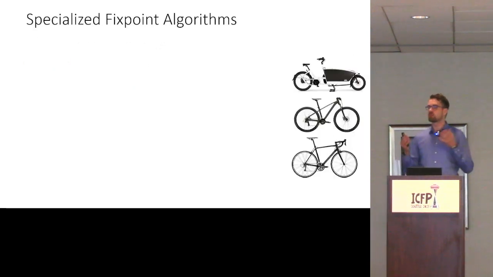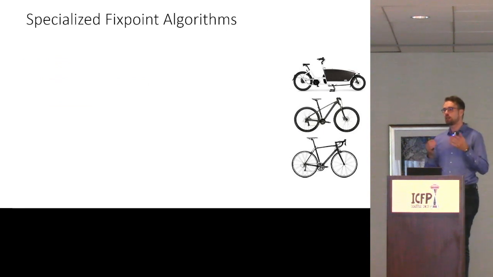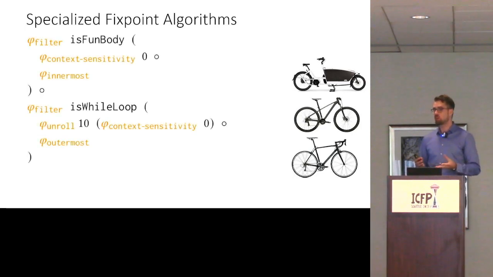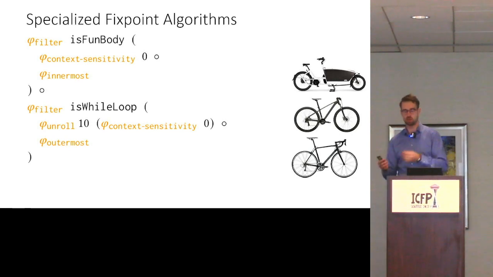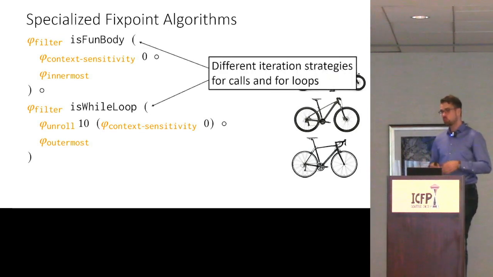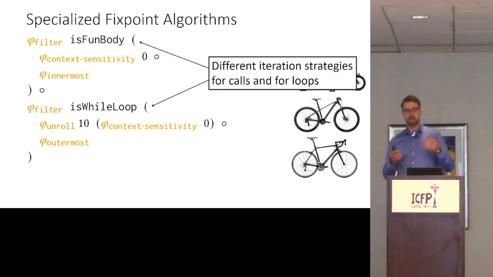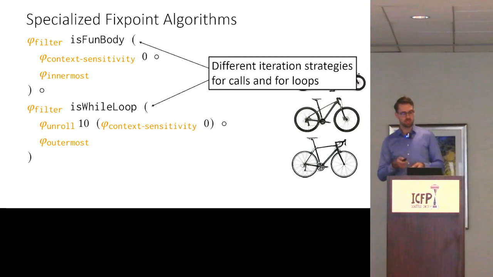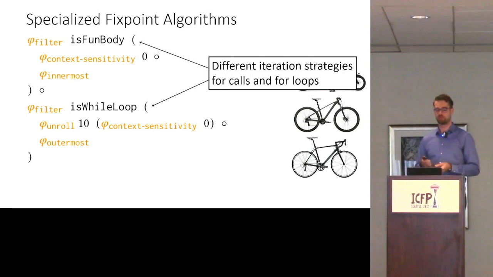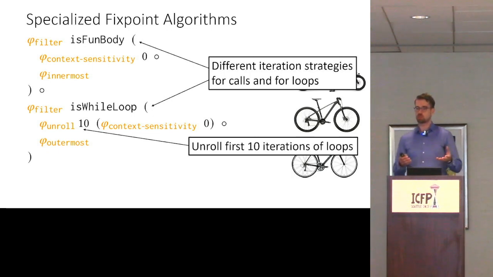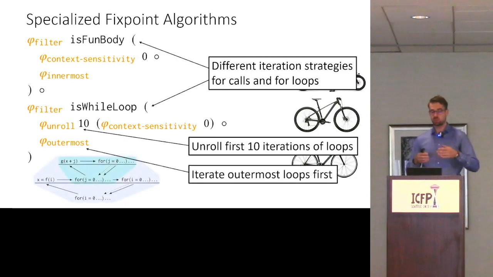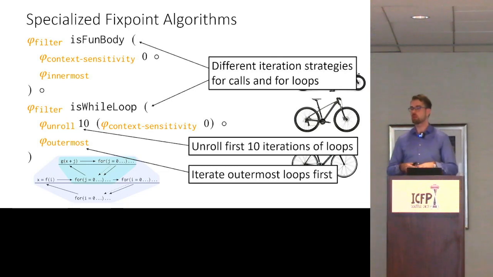So now let's circle back to the motivation and let's see how these fixed-point combinators allow us to create specialized fixed-point algorithms. And here we take a look at a little bit larger example of an analysis which applies to a language with functions and loops. And here we can create a combinator expression which applies different iteration strategies for loops and functions and interleave them seamlessly. So let's take a look at the lower expression which applies to the body of a loop. So here this unrolling combinator increases the precision of the algorithm by unrolling the first 10 iterations of the loop and analyzes them separately. Furthermore, if there are multiple nested loops, then the outermost combinator iterates on the outermost loops first.